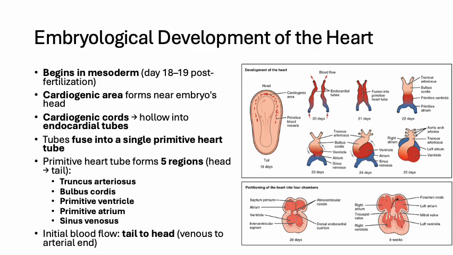This heart tube then starts to specialize into 5 distinct regions, arranged from top to bottom: the truncus arteriosus, which eventually becomes the aorta and the pulmonary trunk, the bulbus cordis, the primitive ventricle, the primitive atrium, and the sinus venosus, which essentially receives all venous blood. Interestingly, in this early stage, blood flows in the opposite direction compared to the adult heart, from the sinus venosus into the truncus arteriosus. This setup is temporary but essential. It sets the stage for the next major steps, including looping, chamber formation, and valve development, which we'll see in the next slide.